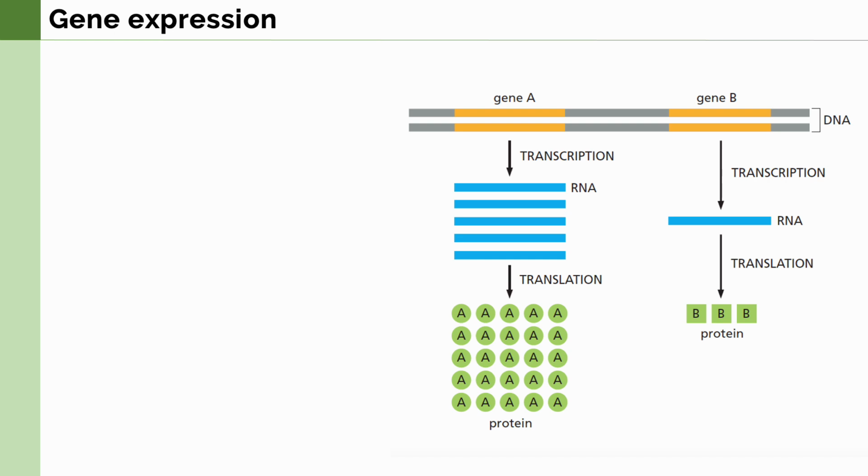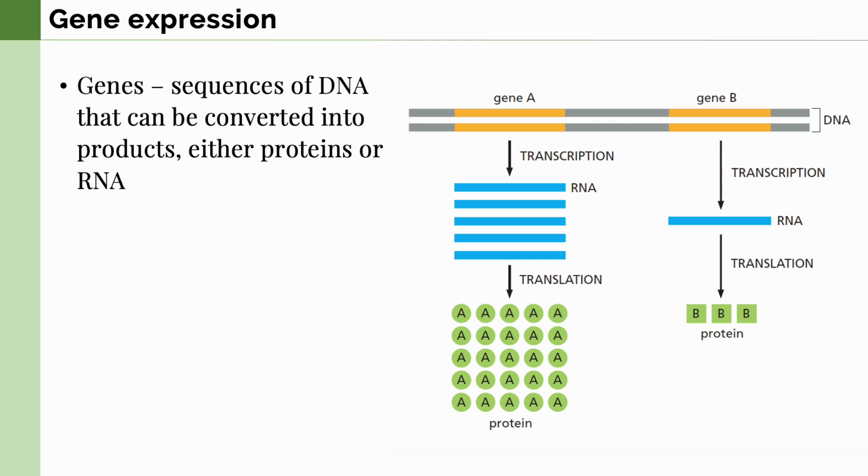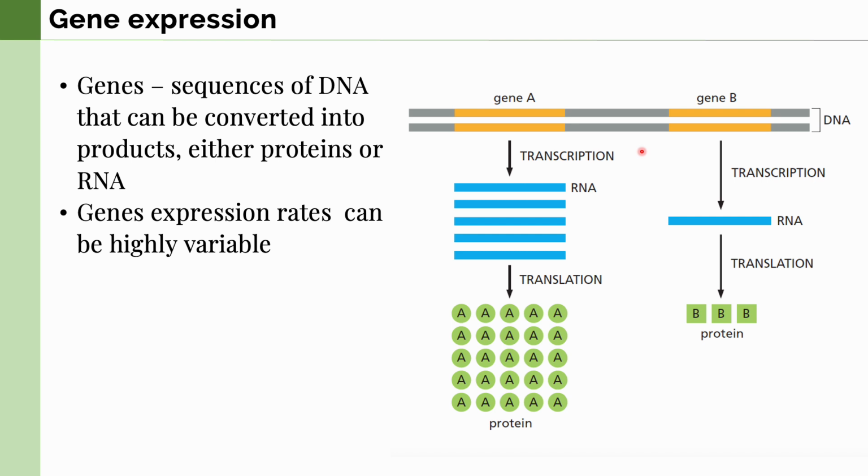Before we proceed, let's first talk about genes and gene expression. Genes are sequences of DNA that can be converted into products, either protein products or RNA products. And in this figure, we can see that gene expression rates can be highly variable.